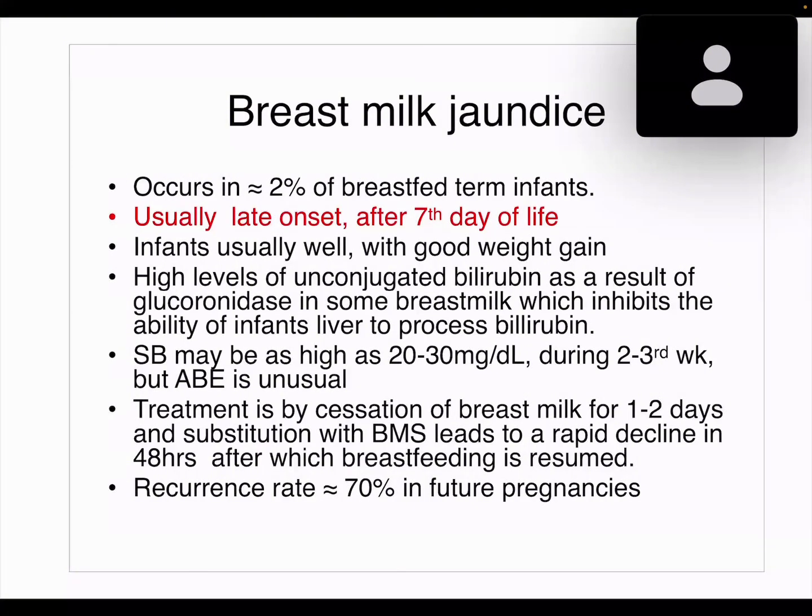So with this breast milk jaundice, in as much as the bilirubin can go as high as 20 to 30 milligram per dL, it's very unusual for it to cause this complication, which is acute bilirubin encephalopathy.